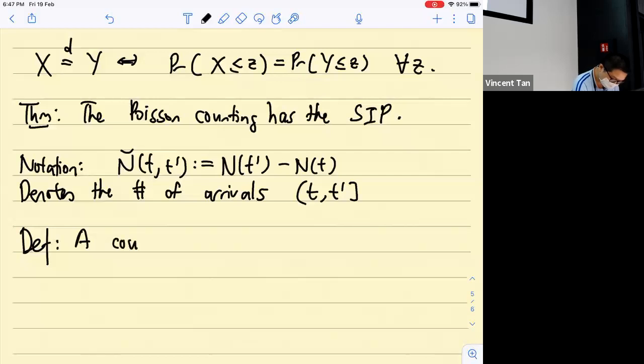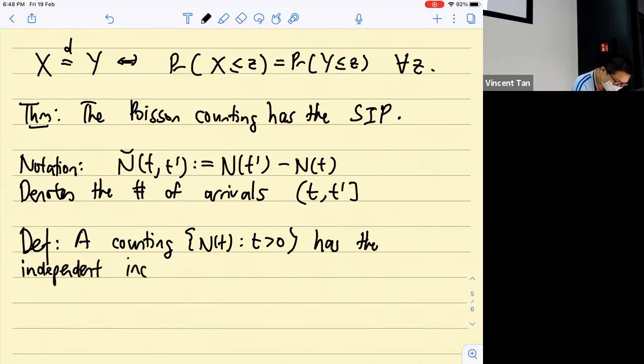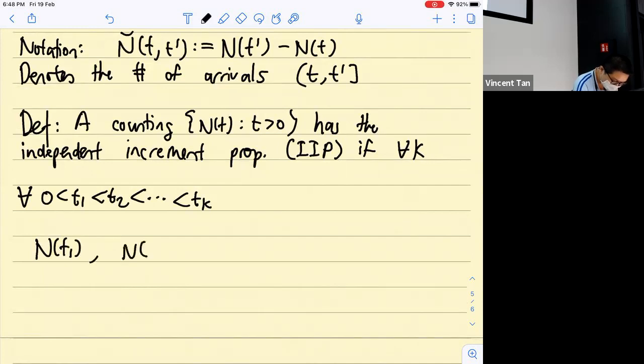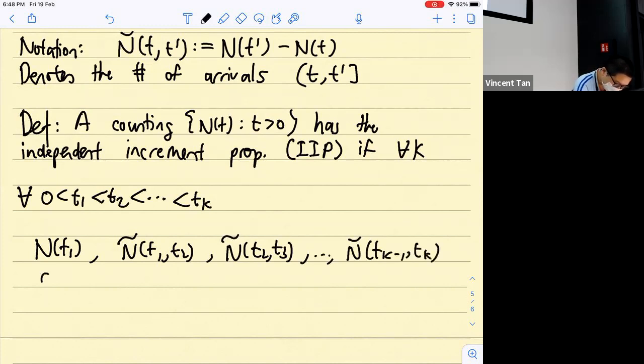Definition. A counting process N(t), t bigger than 0, has the independent increments property, which we abbreviate by IIP, if for all k and for all 0 less than t1 less than t2 less than ... tk, the random variables N of t1, N of t1 to t2, N of t2 to t3, and N of tk minus 1 to tk are independent. And remember what is meant by k random variables being independent. It means their joint distribution factorizes.